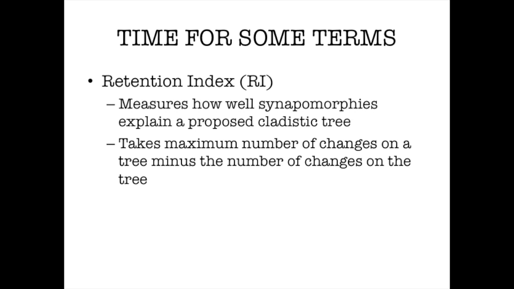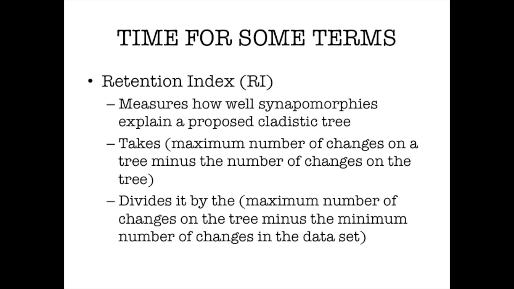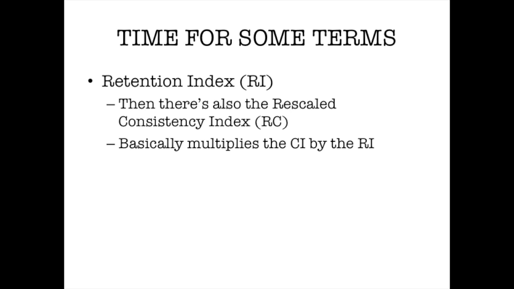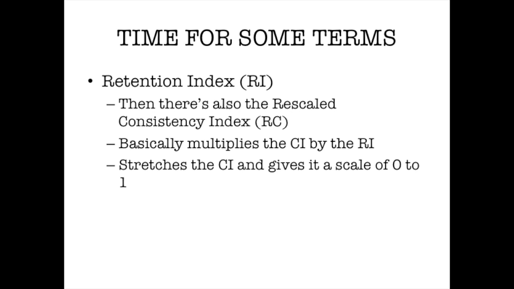Now, the retention index measures how well synapomorphies explain a proposed cladistic tree. It basically takes the maximum number of changes on a tree minus the number of changes on the tree, and then divides it by the maximum number of changes on the tree minus the minimum number of changes in the data set. Now, the rescaled consistency index basically multiplies the CI by the RI. This allows for a CI to be stretched and give it a scale of 0 to 1. Thus, the homoplasy index is 1 minus CI.